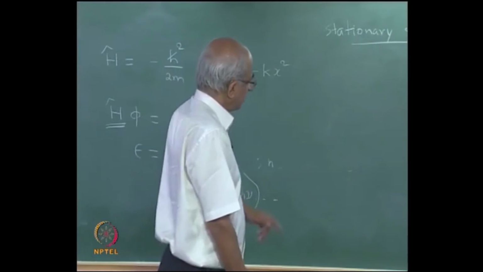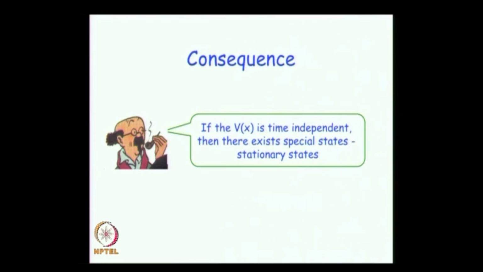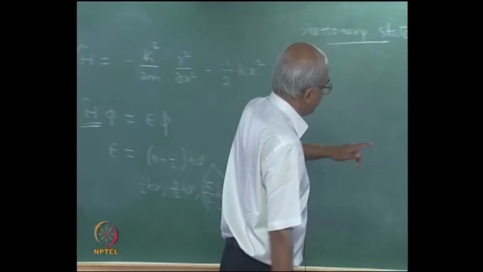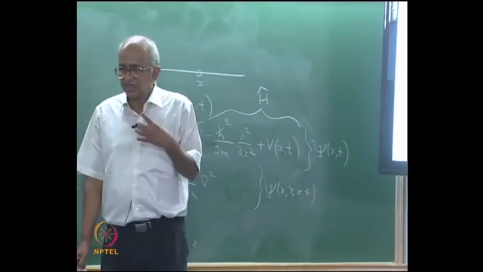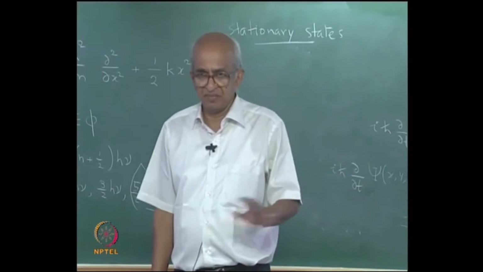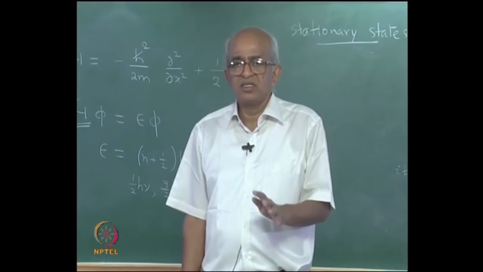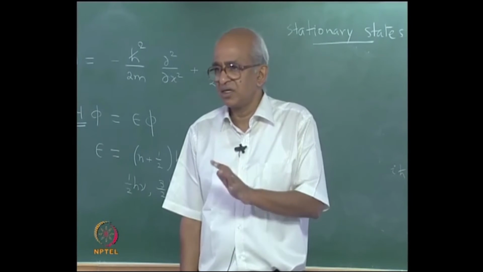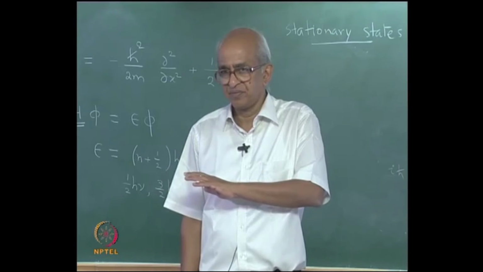So, what we will actually rigorously show is that if you have a situation where the potential energy does not change with time, right. Here, if you look at the equation, the way this equation is written, V can be a function of time, but imagine that you have a situation where the potential energy does not change with time, okay, then it is possible to show that there can be states which are referred to as stationary states.